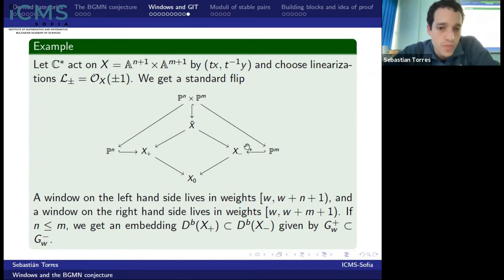And the window on this side will have these weights, on the other side it will have these weights, and if one of them is bigger, well, you have the derived category of this one embedded in the derived category of this one. So that's how you cross the wall. So there's this wall, and there are these windows that open a window that makes these guys cross over to the other side of the wall. Okay, so that's the background.